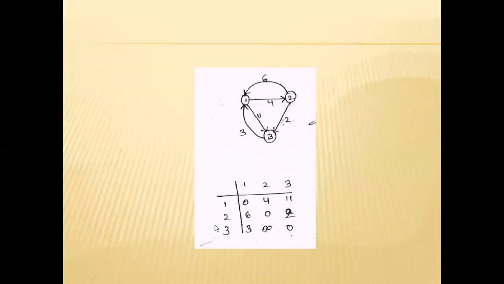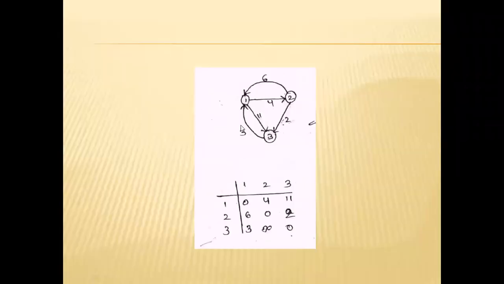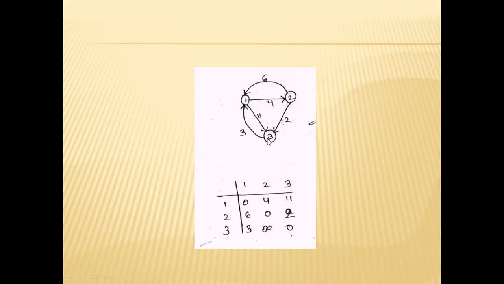Actually, there is no path from 3 to 2, but you are finding the shortest path through intermediate vertex 1. 3 plus 4, 7. So you are calculating the shortest path from 3 to 2. The only difference is this 7. 7 means 3 to 1, 1 to 2, which is 3 plus 4, 7.